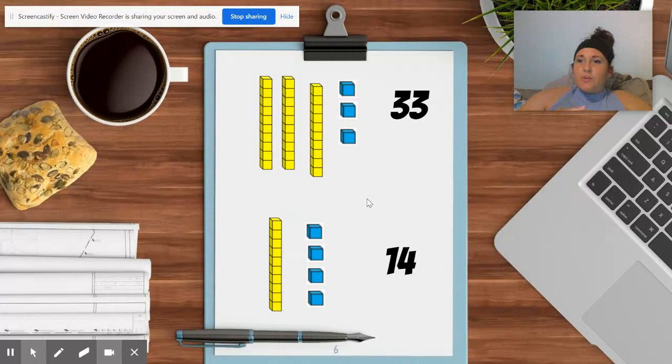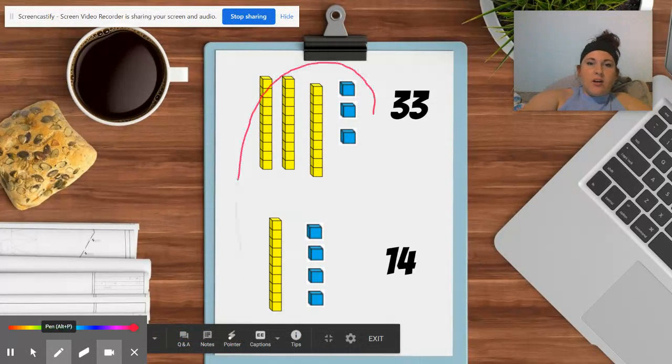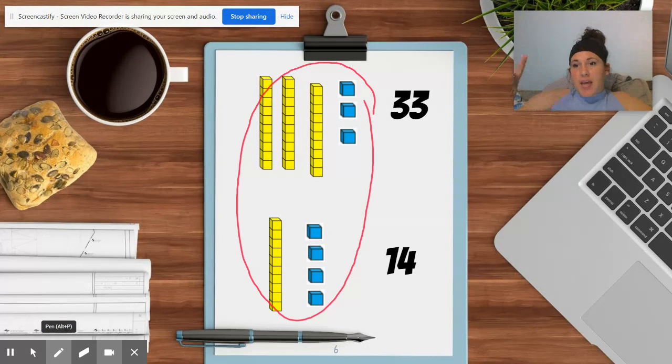To add with models, all you do is count how many models that you have. That's it. You just take all of these models right here and you just add them together.